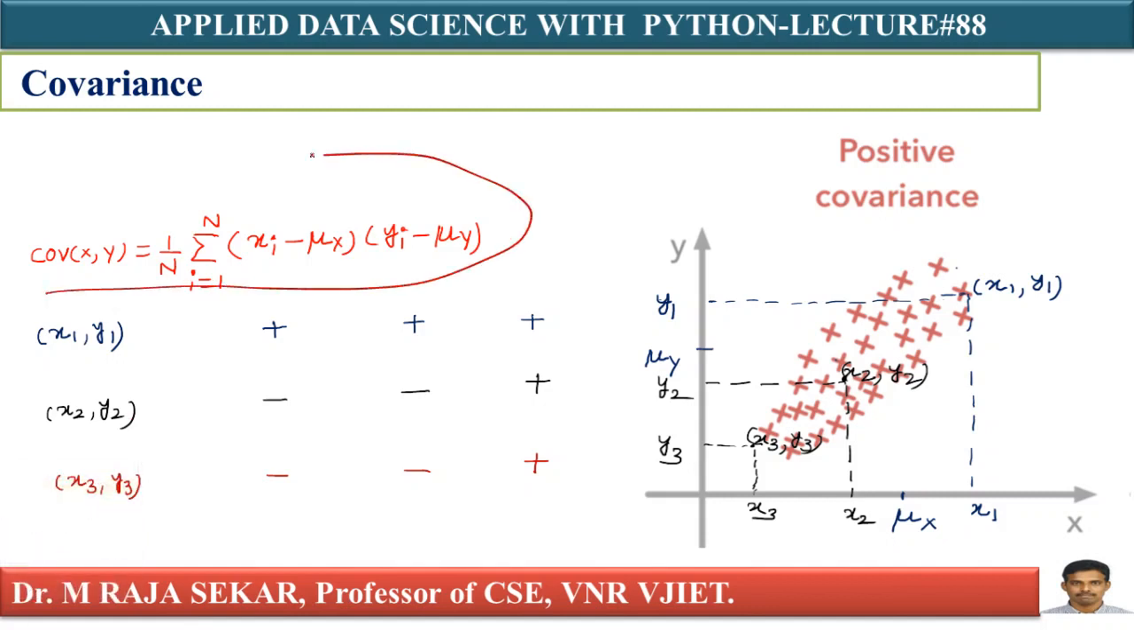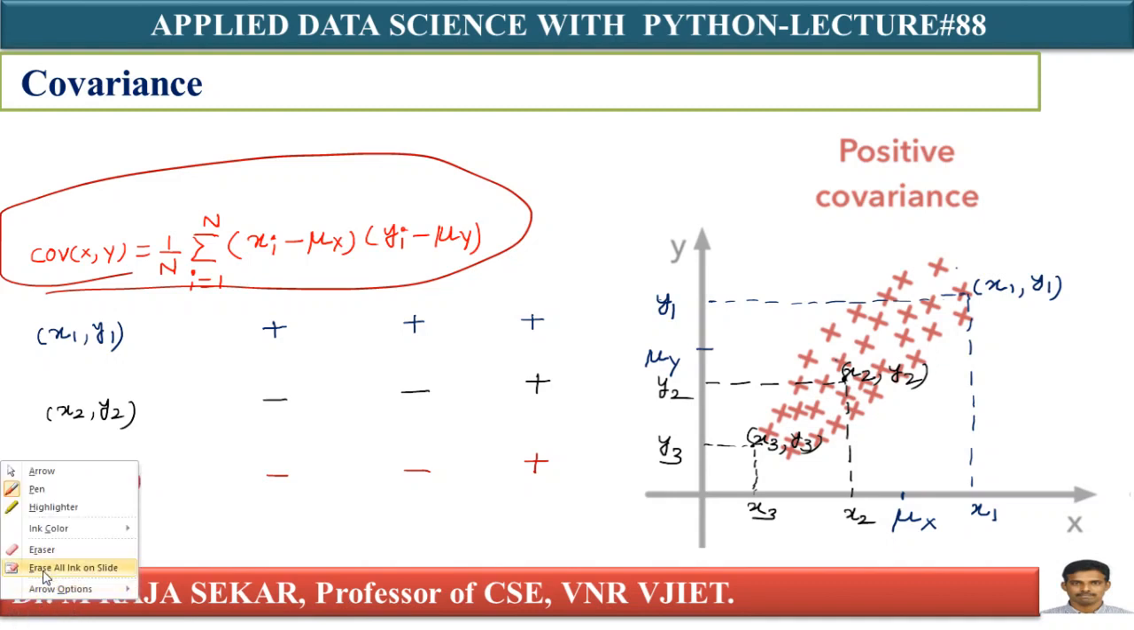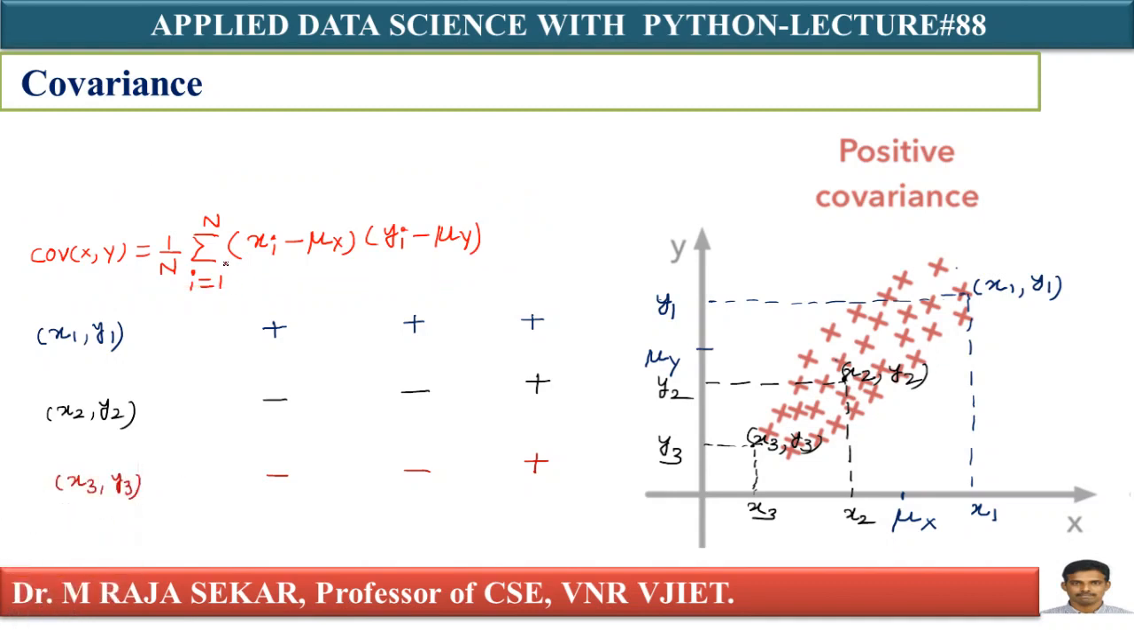What is my formula for finding covariance? Covariance of x comma y equals 1 by n into sigma i equals 1 to n of (xi minus mu of x) into (yi minus mu of y). Anyway, here n is the number of observations. It is always a positive number, 1 by n. What about this xi minus mu of x into yi minus mu of y? Just this is positive covariance. That's what we discussed in the previous slide.